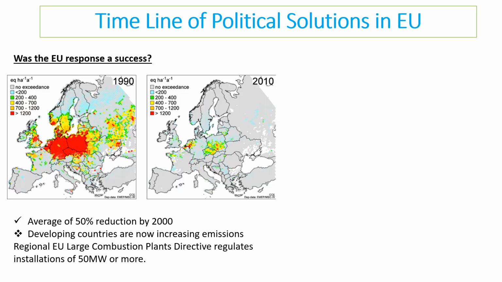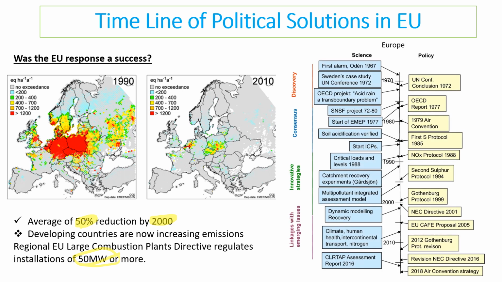So if we have a look at the EU's response and how successful it was using this protocol, we had a 50% reduction in acid rain or acid deposition between 1990 and 2000. And developing countries now, however, are the ones that are increasing the emissions compared to the more developed countries before. And basically, the regional EU directive is that any power station should not release a certain amount of acid rain if they're over 550 megawatts of energy being produced.